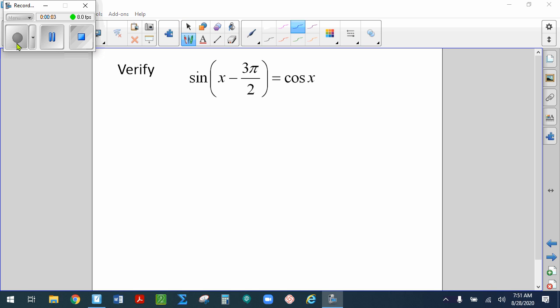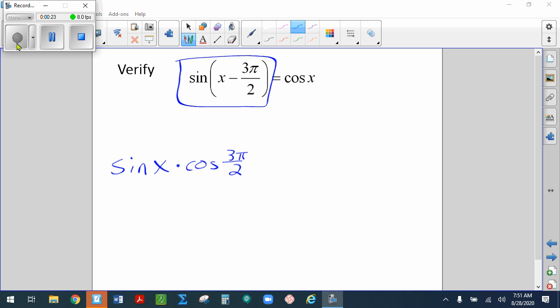Verify that sine of x minus 3 pi over 2 is equal to cosine x. So we're just going to work with the left-hand side and recognize this as sine of alpha minus beta. So sine alpha minus beta is going to be the sine of the first part, sine of x, times cosine of the second, cosine 3 pi over 2, minus sine of the second part, sine 3 pi over 2, times cosine of the first, cosine x.